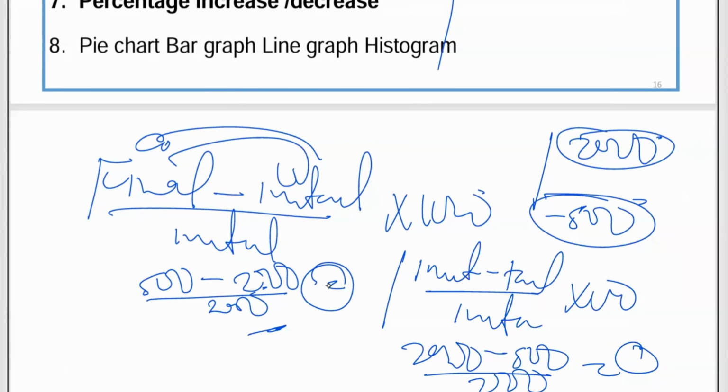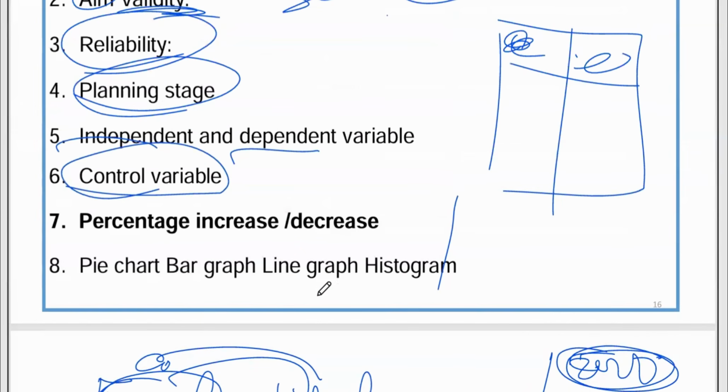Initial is always down. Times 100, it must be there. Final minus initial. The biggest minus smallest. If you forget anything, say big minus small over initial. So now find out what is the final. What is the biggest? The biggest in this case is initial, and the final is smaller. So it means that the initial, that's a percentage decrease. So you must know those concepts.